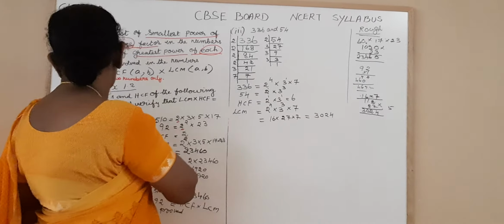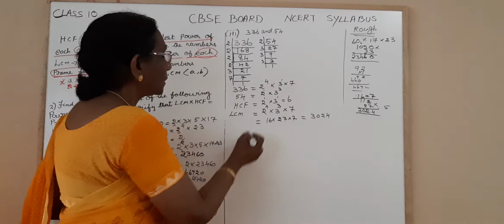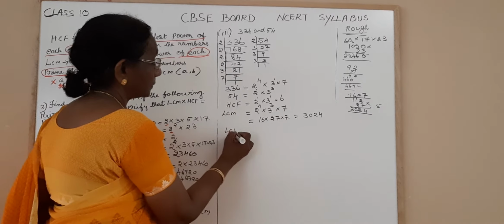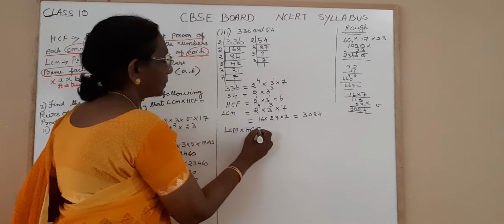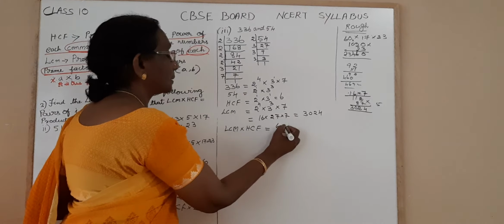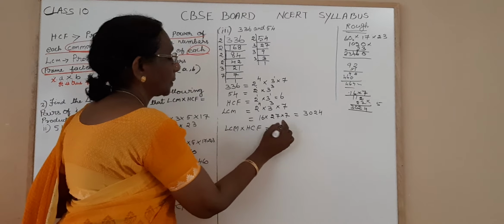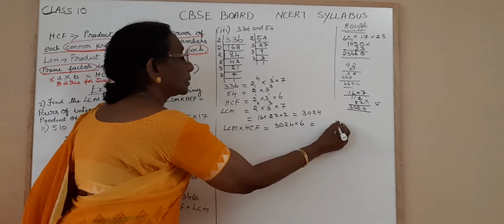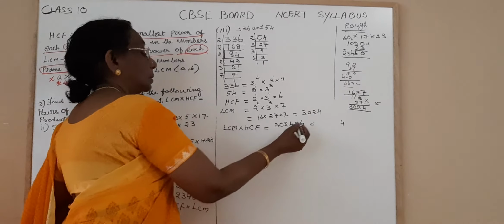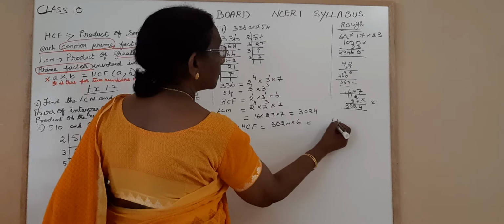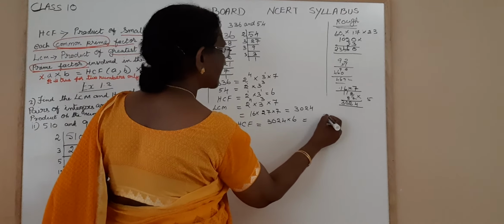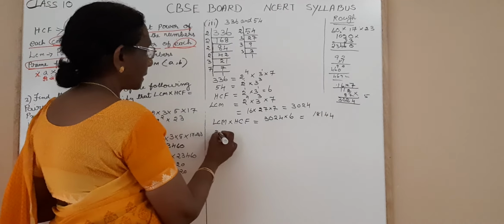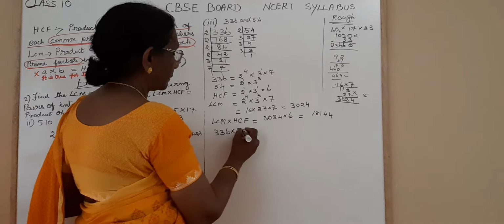Now what? Next we have to prove what? Verify LCM into HCF is equal to product of the numbers. So you find LCM into HCF. What is LCM into HCF? 3024 into 6. What do you get? 6 4s are 24. 6 2s are 12. 12 plus 2, 14. 1. 6 3s are 18. Now product of the numbers 336 into 54.